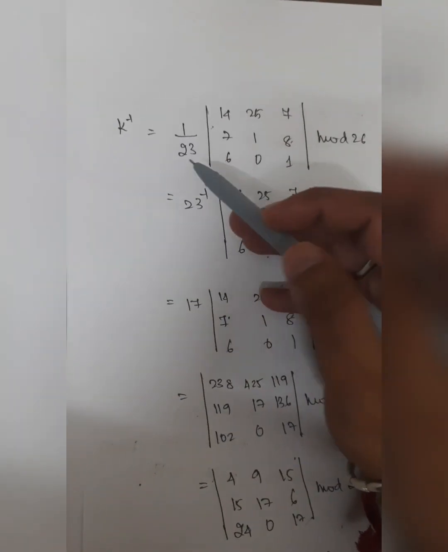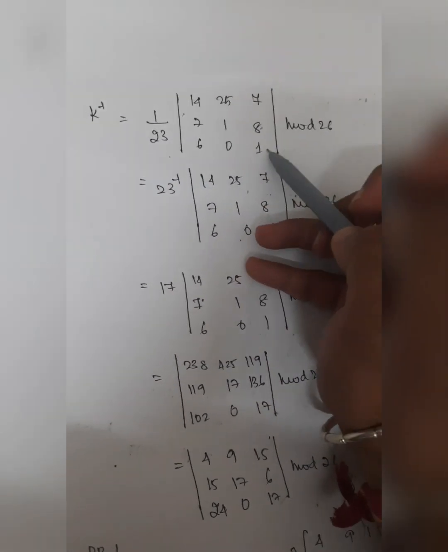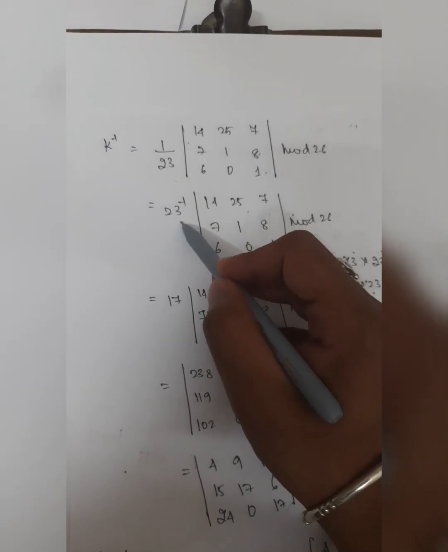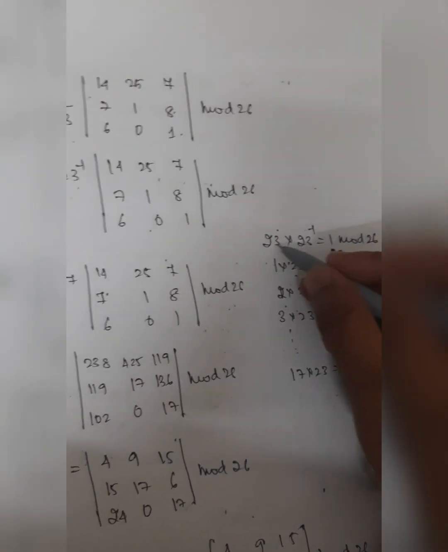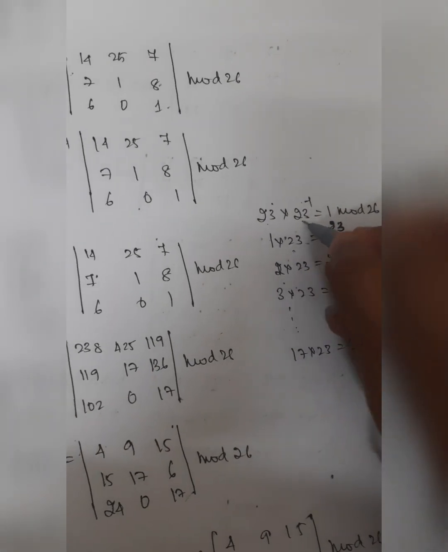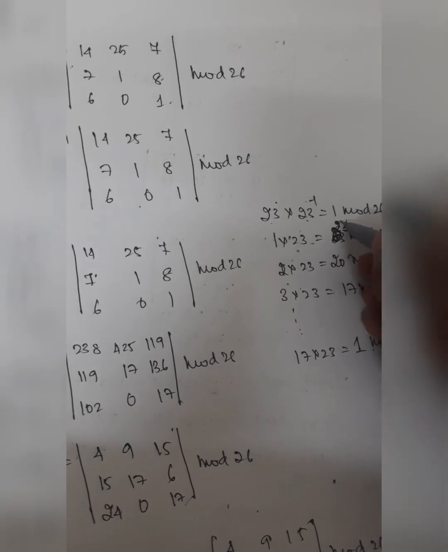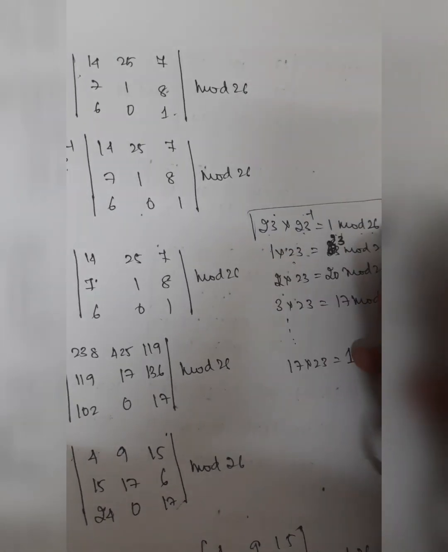Now keeping this adjoint of K, we will find K inverse. K inverse is nothing but 1 by determinant, which we have got as 23, times the adjoint of K. So the inverse of 1 by 23 is nothing but 23 to the power minus 1. Now keep in mind, 23 multiplied by the inverse is equal to 1 mod 26. You have to get this. This is our goal.